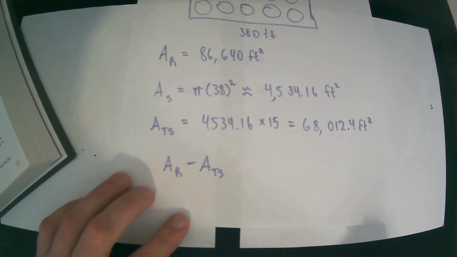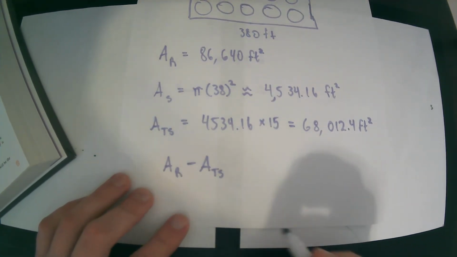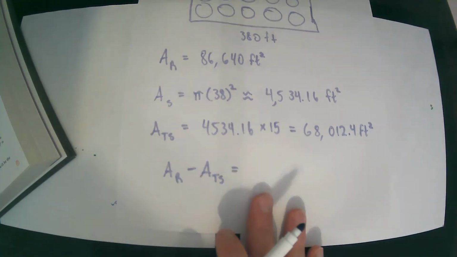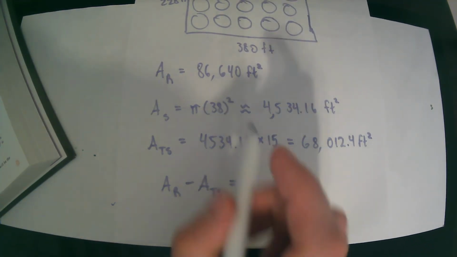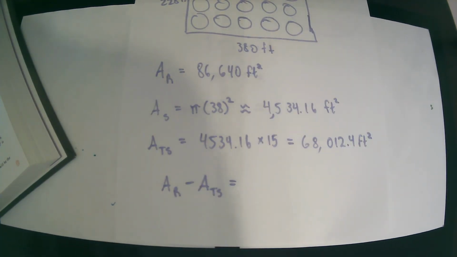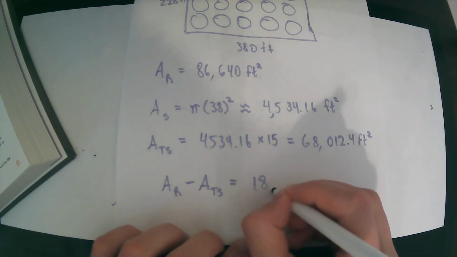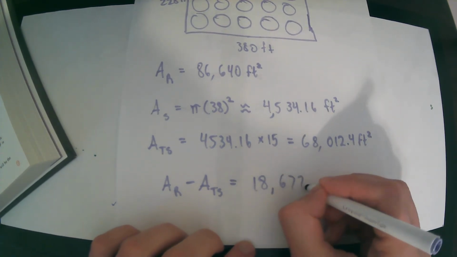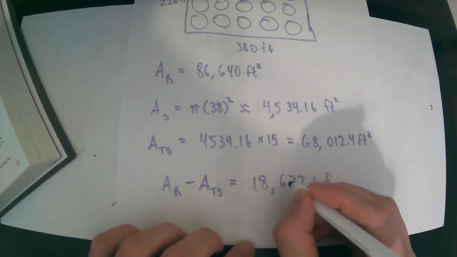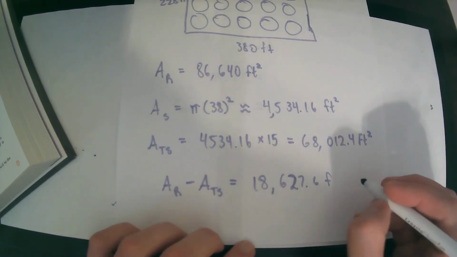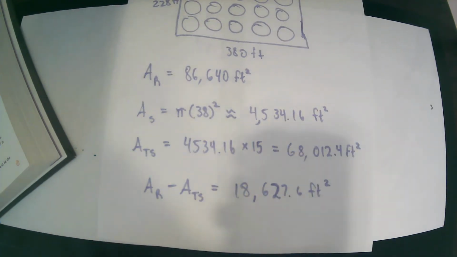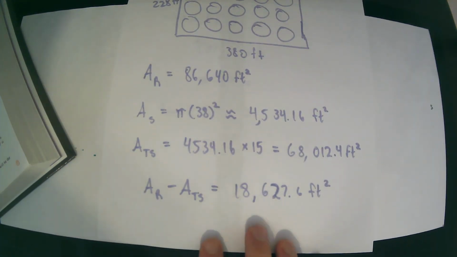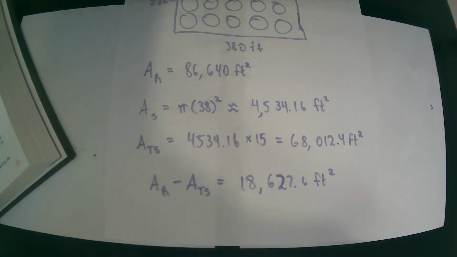Now we're going to do the total area of the rectangle minus the total area covered by all the sprinklers. So 86,640 minus that, we're getting 18,627.6 feet squared. Cool. This is making a lot of assumptions.